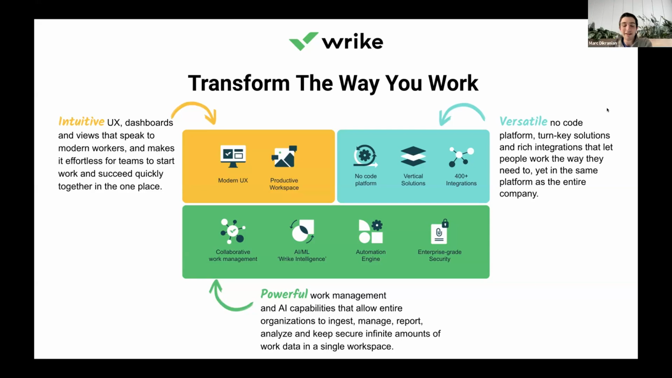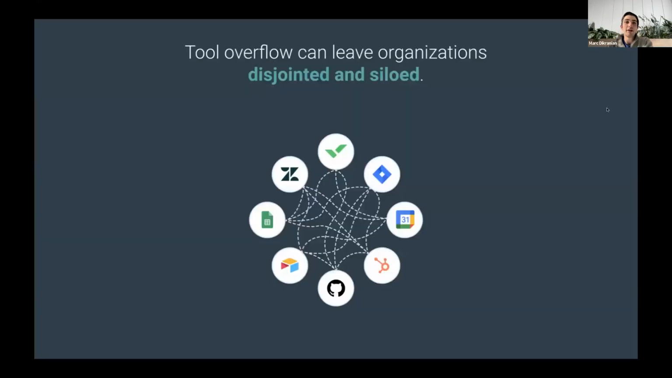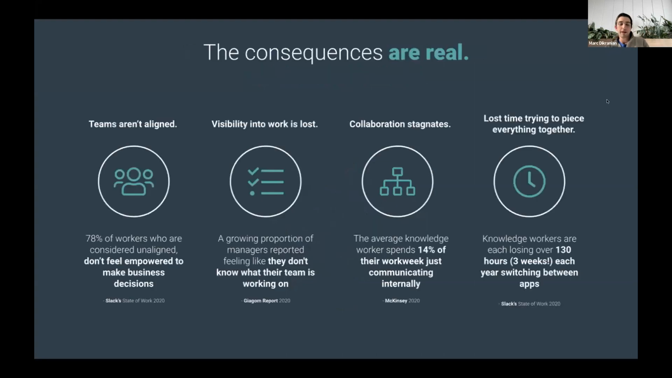Yeah, and on the topic of unification, what Unito does is basically taking all these tools that would traditionally be disjointed and siloed and bring it all together so that everyone has the same information. So you could be using Wrike, Jira, Google Calendar, HubSpot. You could be collaborating in all these different SaaS tools, but natively they don't talk to each other. And what does that mean for companies? Well, it leads to real consequences. It means that teams aren't aligned. It means that visibility into work is actually lost because no one knows what other people are working on.